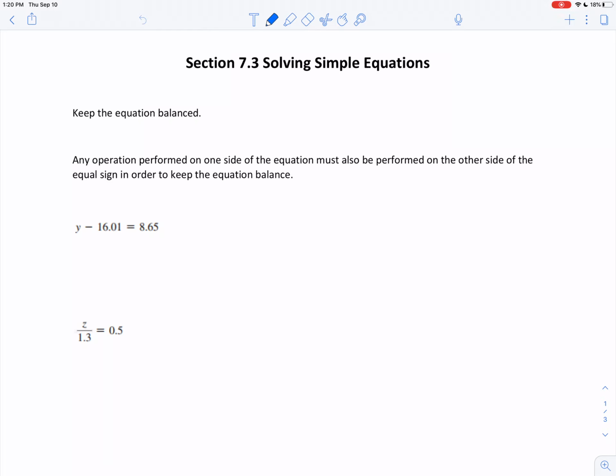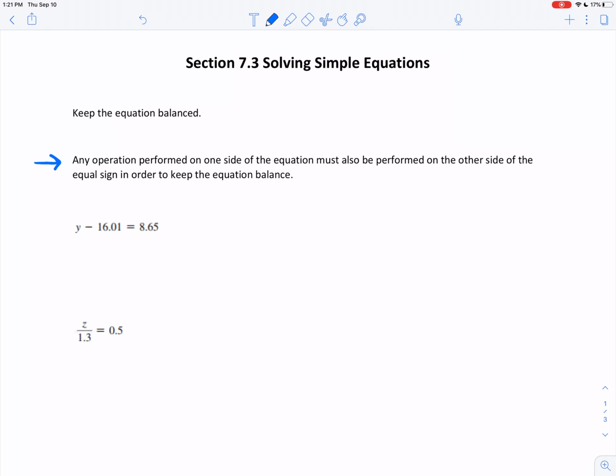So all I'm going to be having you do for tonight is just looking at the very first step in this process, right? So we're going to stick to simple equations right now. That means equations that can be solved essentially with just one step. And the main thing that you have to keep in mind is this rule right here. All right, any operation performed on one side of the equation. So anything you do on one side of that equal sign, you have to do the same thing on the other side of the equal sign in order to keep the equation balanced.